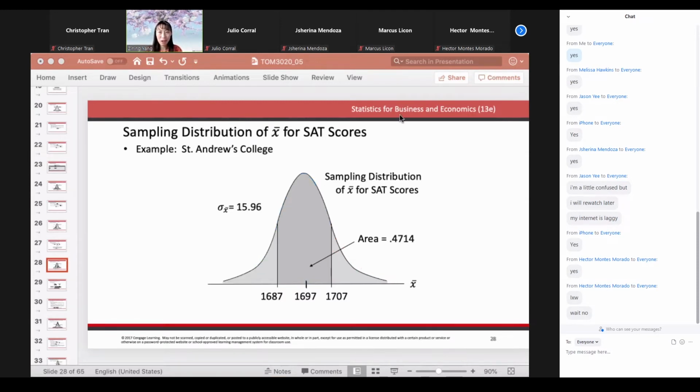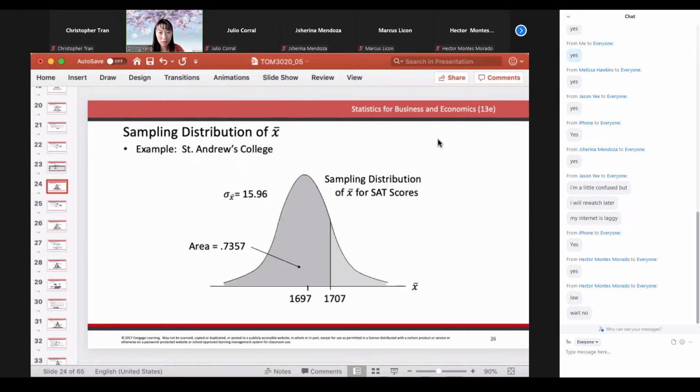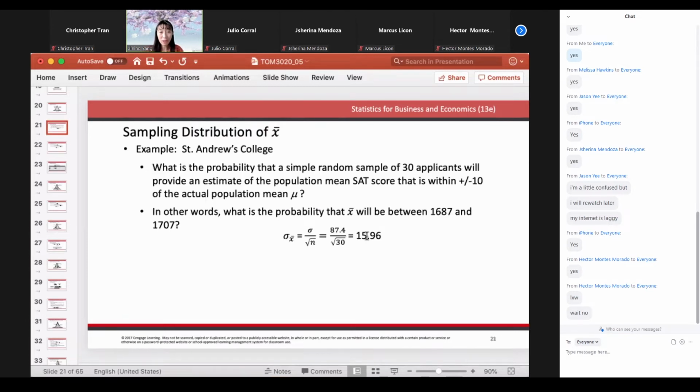So now I will scroll it back to here. Right. So I gave you the denominator, your standard error. And now you just need to do z equals x bar minus mu divided by this number. And then after you get the z-score, look up in the table. So do the exercise yourself. I will give you a few minutes, maybe 4 or 5 minutes. And then we will do it together.